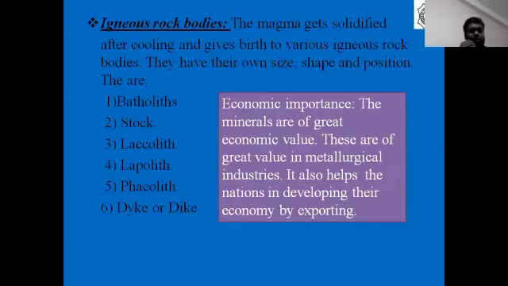Next is dike. Dikes are near-vertical formations, from a few meters to many kilometers in length. They came into existence when liquid material passes through cracks in the country rocks and gets hardened into rock. They are not easily eroded and stand like great walls after the country rock is eroded. So this is about the igneous rock bodies.